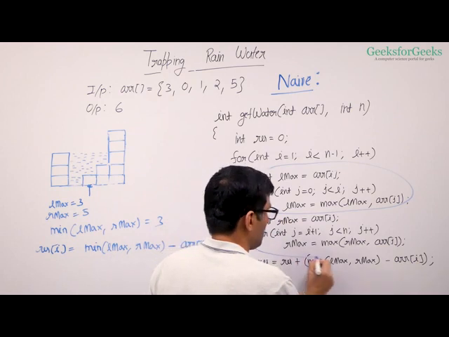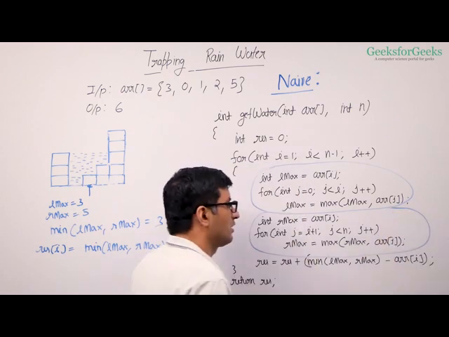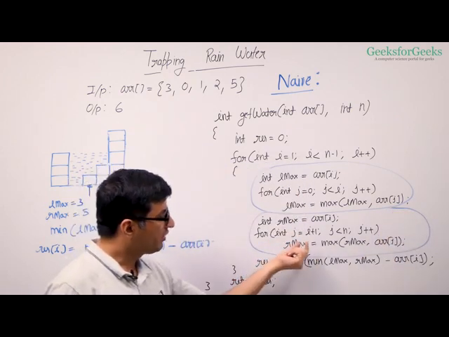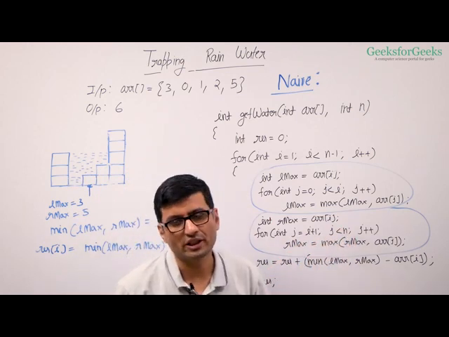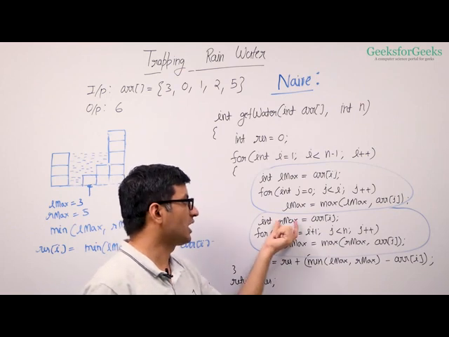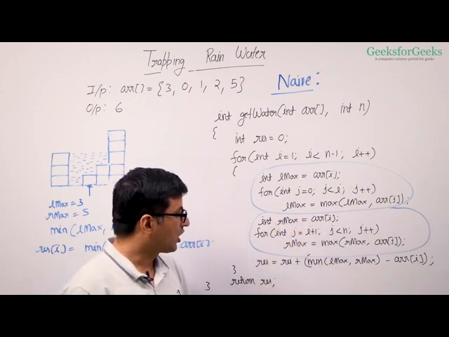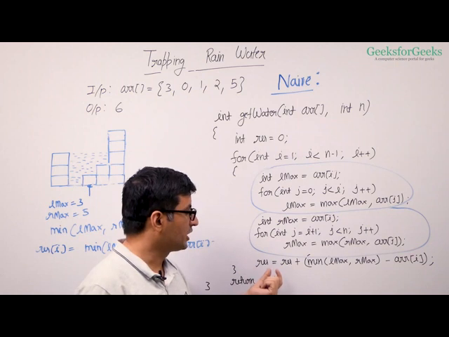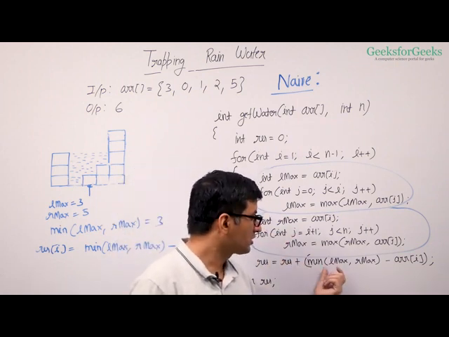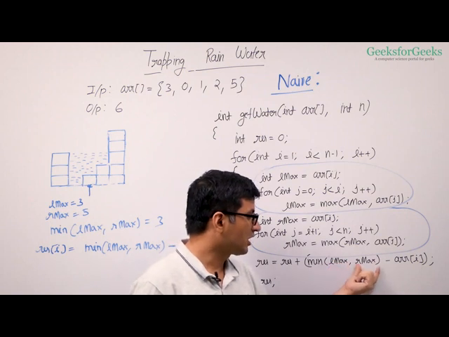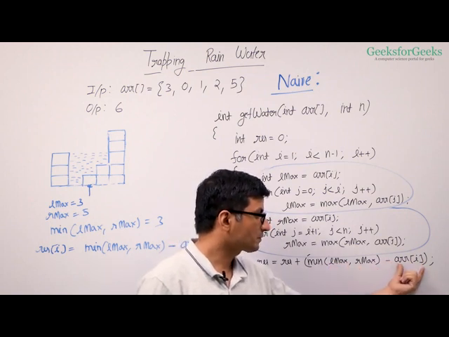Then we similarly find the right maximum. We traverse from i plus 1 to n minus 1 and find the maximum value on the right side. We initialize Rmax also as arr[i]. Now how much water can we store on top of the current bar? The amount of water that we can store is the minimum of Lmax and Rmax, minus arr[i].